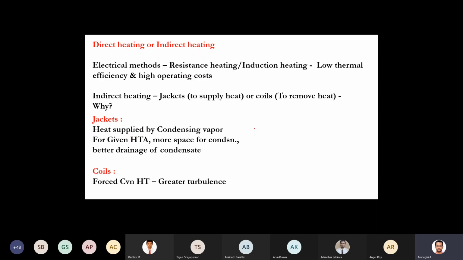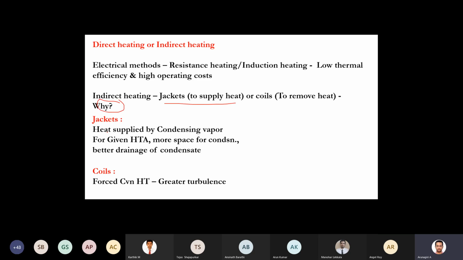It depends on so many other factors: how the mixing takes place, and what the dimensions of the jackets and coils are. For indirect heating, jacket and coil arrangements are normally preferred. Jackets are normally used to supply heat, and coils are normally used to remove heat.